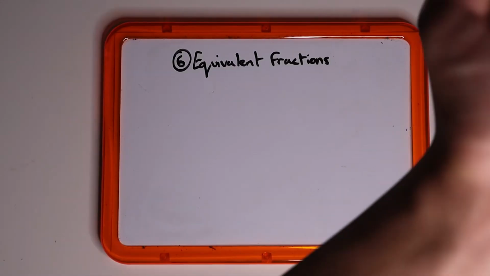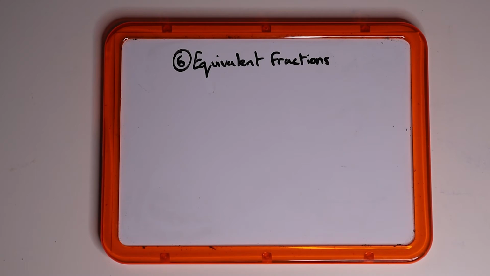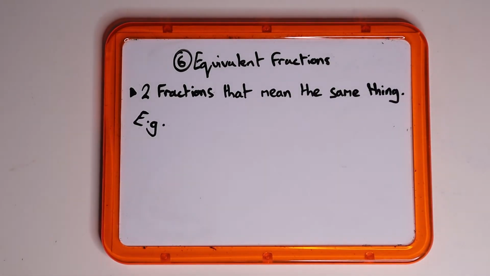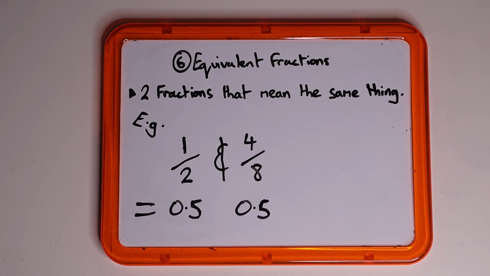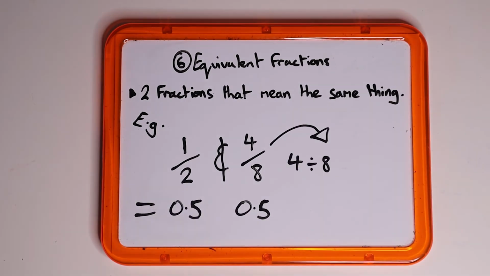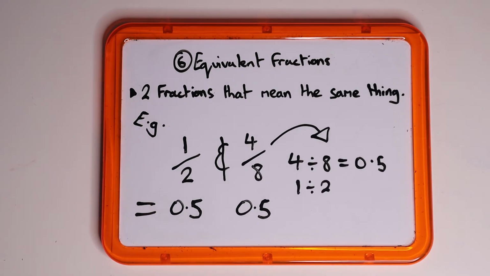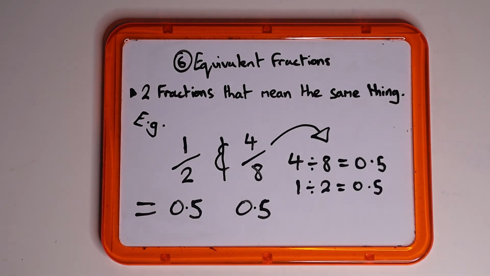And then next up, we've got equivalent fractions. Equivalent fractions are 2 fractions that mean the same thing. For example, 1/2 or 4/8, which both equal 0.5. It can be good to think of a fraction like the numerator divided by the denominator. For example, 4 divided by 8, which equals 0.5, and 1 divided by 2, which also equals 0.5.